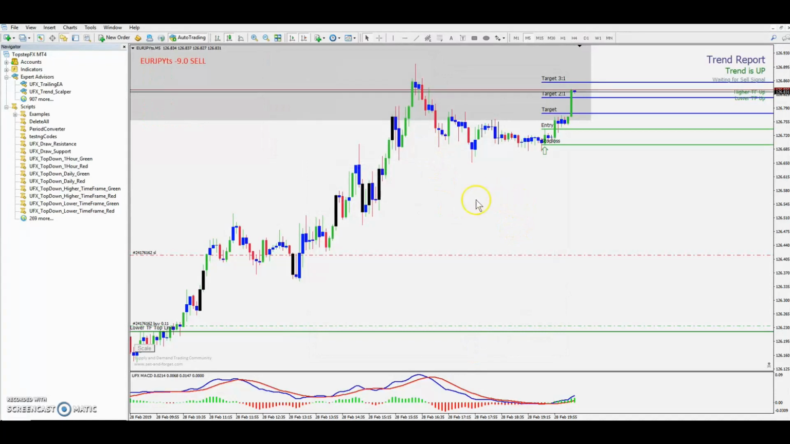Next, we're going to go over doing the same approach, but looking for shorts, having confluence between the higher time frame and lower time frame, and then I'll do the next video based on mixed signals and how to set the alert on the trend report, waiting for the confluence.